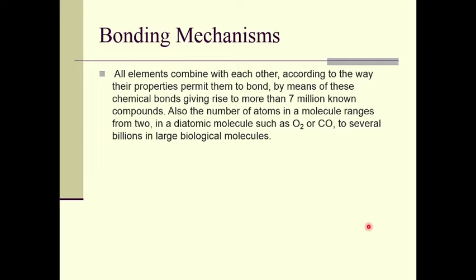Also, the number of atoms in a molecule ranges from 2 in a diatomic molecule such as oxygen or CO, carbon monoxide, to several billions in large biological molecules. So a molecule can have a varying number of atoms, from 2 atoms to billions of atoms. If you see the large biological molecules, they can have billions of atoms in them, right? And all these atoms are connected or bonded by chemical bonds.